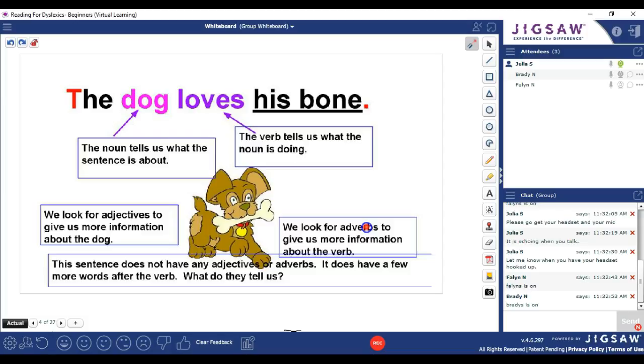Adverbs answer the question how or when. So we can say the dog loves how. It doesn't answer that question. The dog loves when. It doesn't answer that question. So if the verb doesn't answer a question how or when, then we don't have any adverbs, okay? But this sentence does give us some information. It gives us the answer to what. It says the dog loves what? What does the dog love? His bone. So it answers the question what. So we do know that the dog loves his bone.